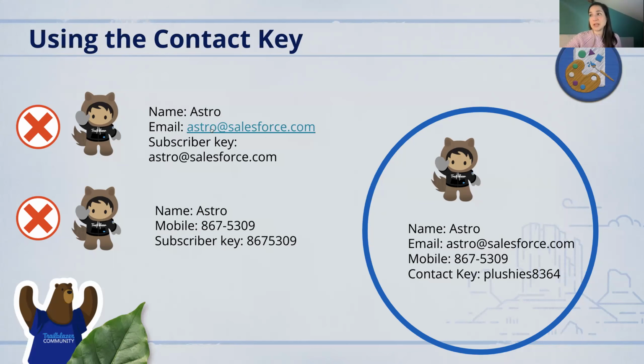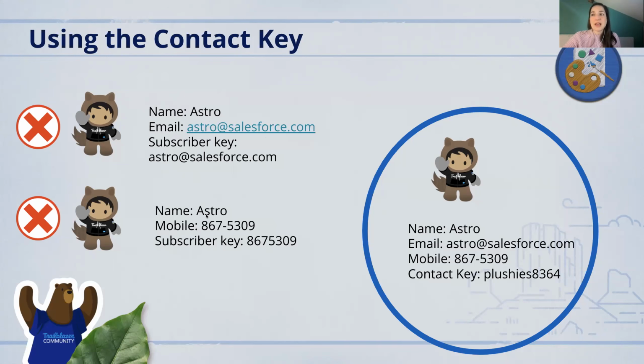So I have my little Astro here. He has an email address. And through Email Studio, he has opted into our email. We are going to add him to our All Subscribers list in Marketing Cloud. And his subscriber key we'll put as astro@salesforce.com.